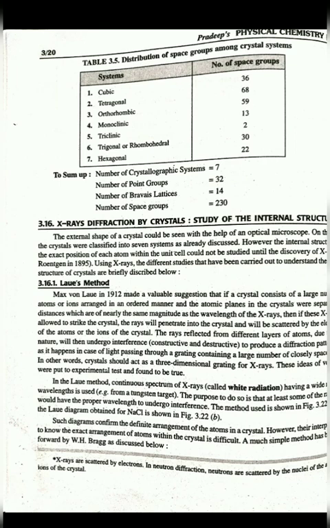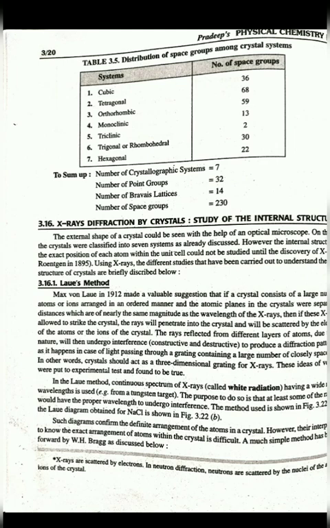In other words, crystals should act as three-dimensional gratings for X-rays. These ideas of von Laue were put to experimental test and found to be true. In the Laue method, a continuous spectrum of X-rays, called white radiation, having a wide range of wavelengths is used, for example from a tungsten target. The purpose is that at least some of the radiation would have the proper wavelength to undergo interference.